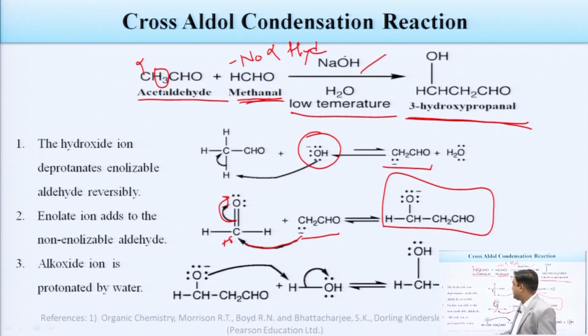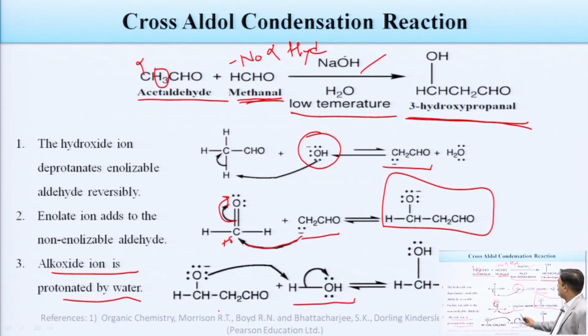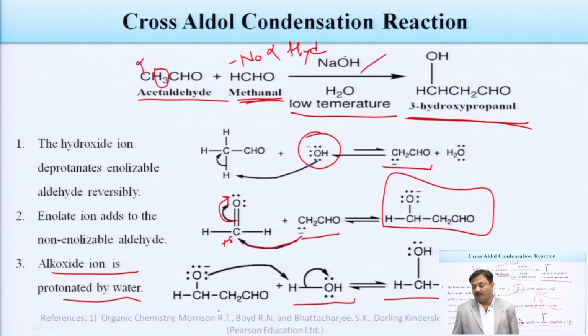In the next step, the alkoxide ion is protonated by the water. In the starting step, the H is abstracted by the base; in the last, the H atom is donated to the negatively charged oxygen atom in the alkoxide molecule. So here you can see we are getting the product at the end of the reaction. This is only possible when we are using two different compounds, one with alpha hydrogen, the second without alpha hydrogen.